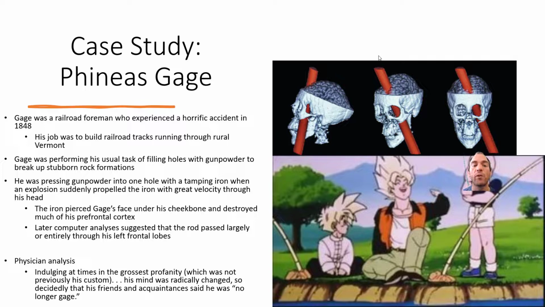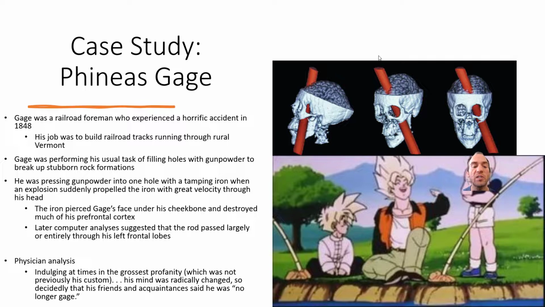His job was to build railroad tracks through rural Vermont. Gage was performing his usual daily work task, filling holes with gunpowder to break up stubborn rock formations. He was pressing gunpowder into one hole with a tamping iron when an explosion suddenly propelled the iron with great velocity through his head. The iron pierced Gage's face, which you can see on the right-hand side, under his cheekbone and destroyed his prefrontal cortex.